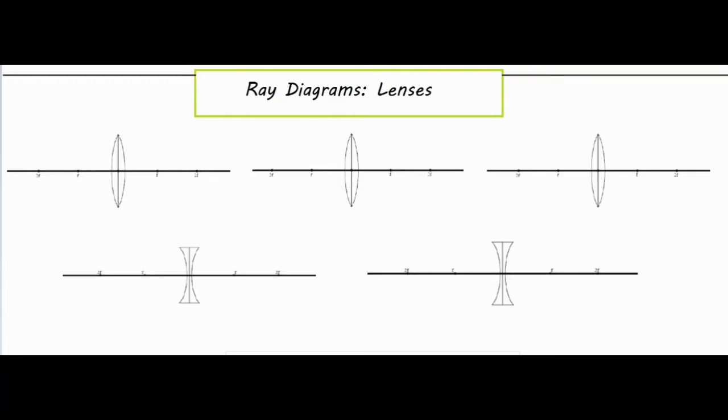So on the top row over here, we have three converging lenses. You could either call them a converging lens or you can call them a convex lens. And on the bottom here, we have two diverging lenses, or you can call them concave lenses.